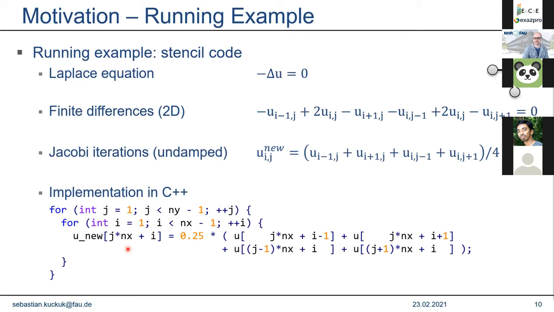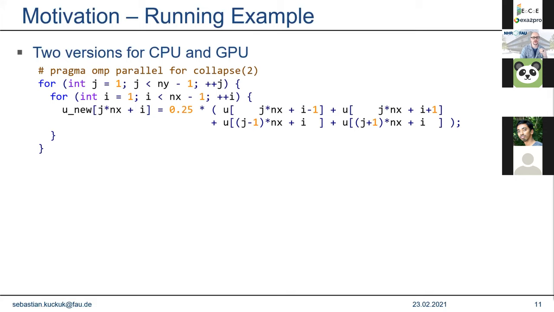Okay. Now imagine you have that implementation. The next step maybe would be thinking about how to parallelize that. And one option for a CPU would just be adding an OpenMP clause. So this is rather straightforward. Just have a pragma omp parallel for. And in this case, we also add a collapse(2) to capture both of these loops.